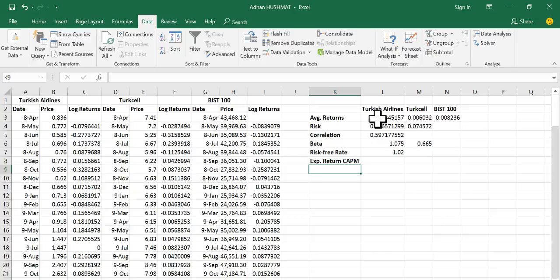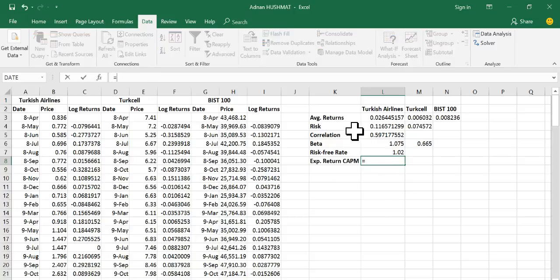Look, these are the average returns using the normal arithmetic average. Using CAPM is the more formal way to calculate the expected return on Turkish Airlines. So how do you do it? I come here and click here. As you know, this is the risk-free rate of return, plus the beta of this stock. The beta of this stock is this one, 1.075, and you multiply it by the risk premium.